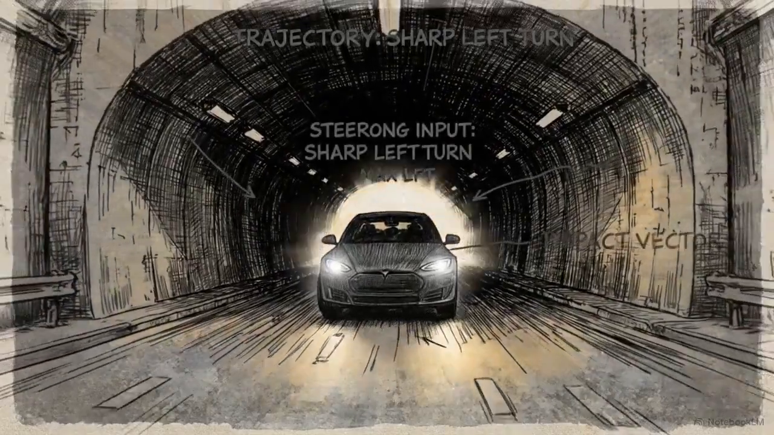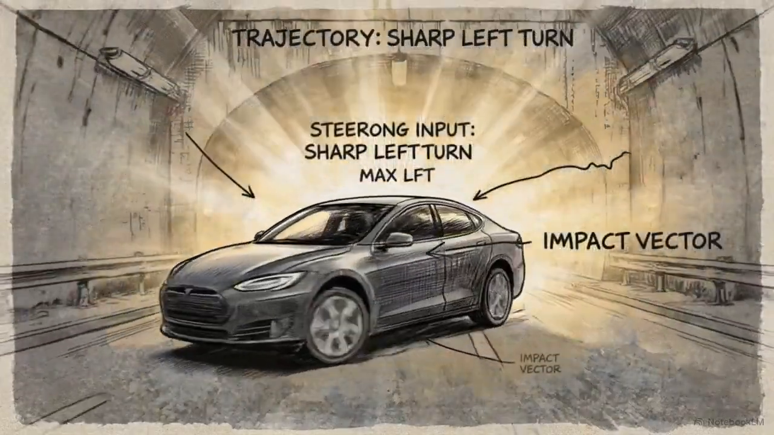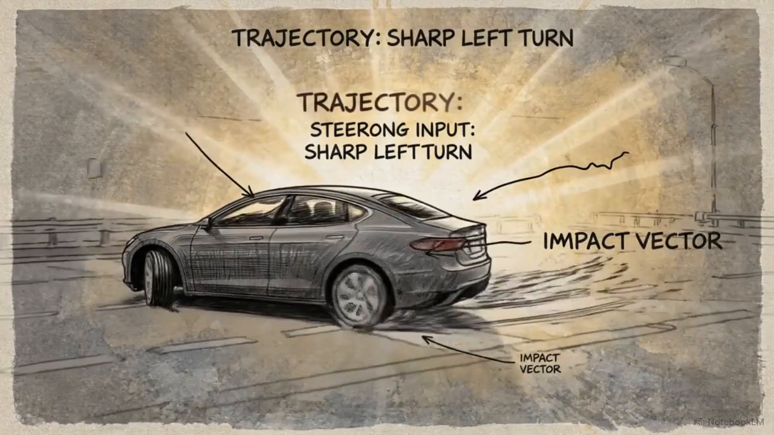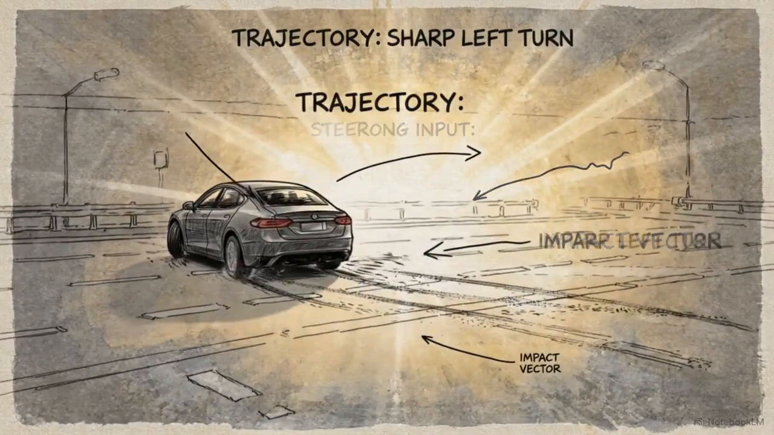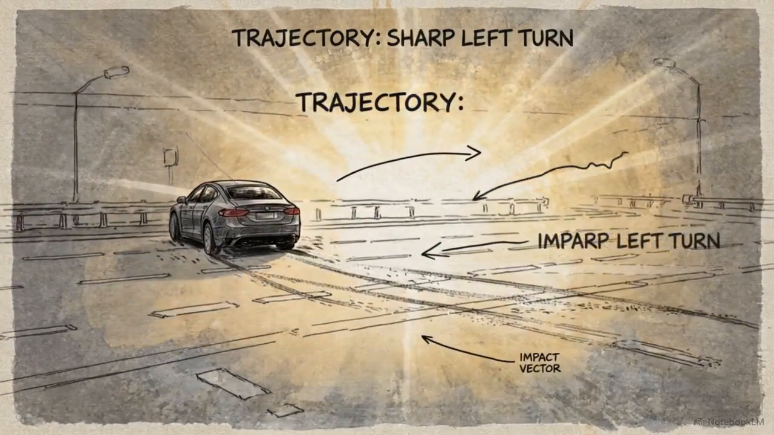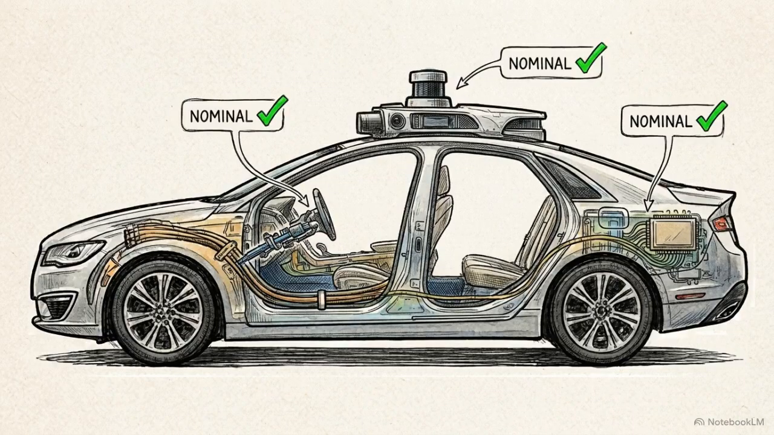An autonomous vehicle emerges from a dark tunnel into blinding sunlight. The camera sensors white out, and the vehicle swerves sharply into the next lane. Despite the dangerous behavior, every hardware and software component in this car is functioning exactly according to its specifications.